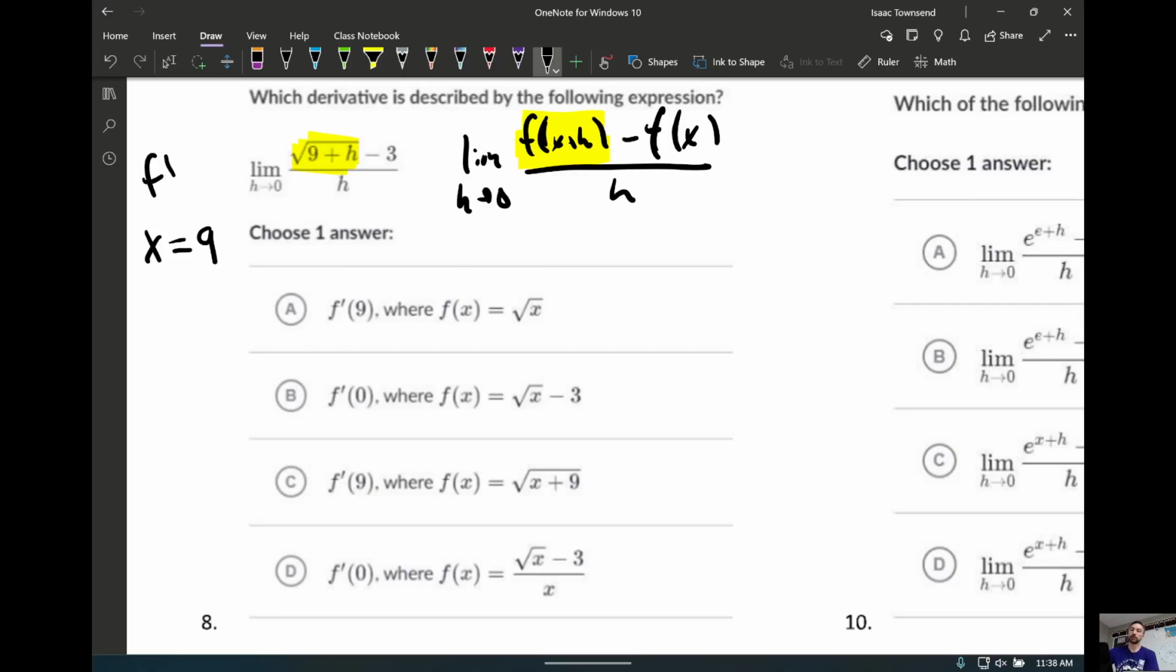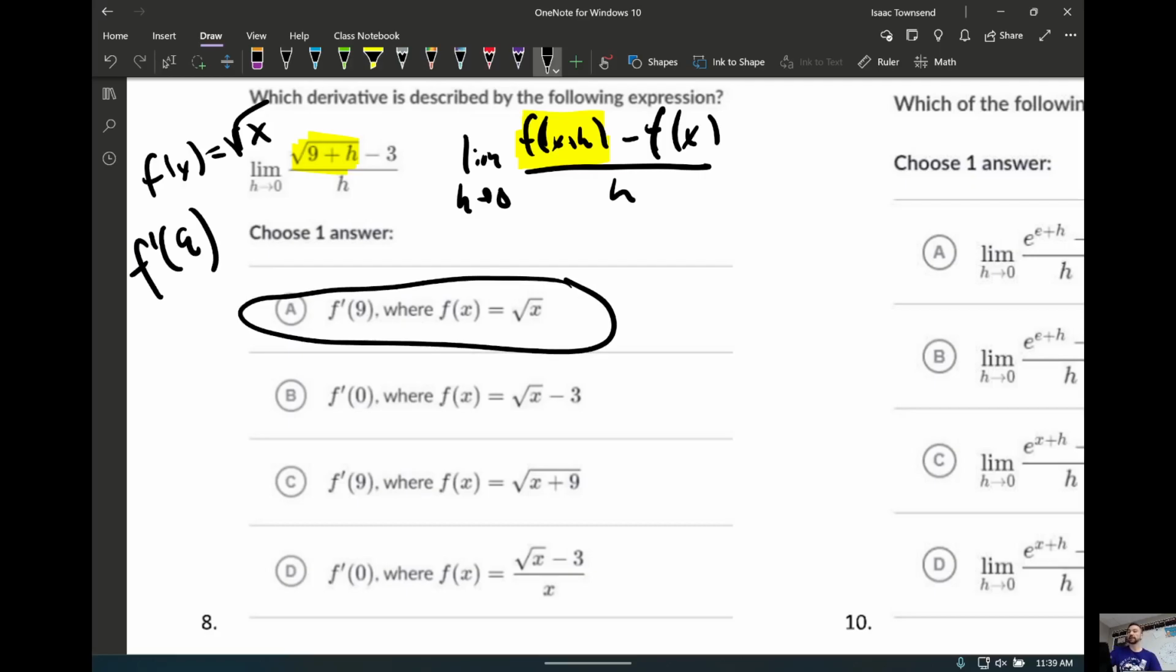But more importantly, what is the original function out of that? Square root of what? No, the plus h is there because that's part of the form. Square root of 9. Okay, but the function's not going to just have numbers in it, it's going to have x there instead. So the function is square root of x. They're finding the derivative at 9. But there's only one that has that right, square root.